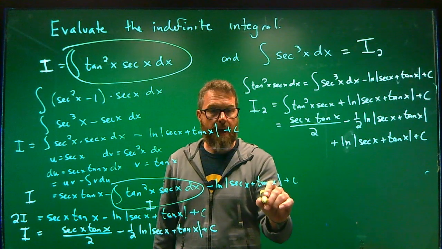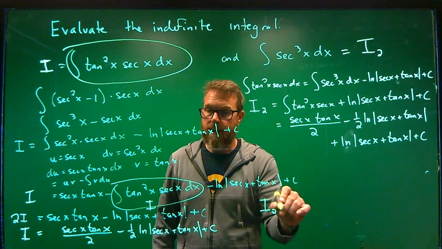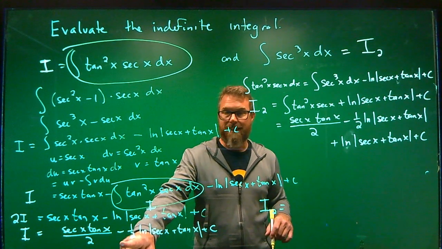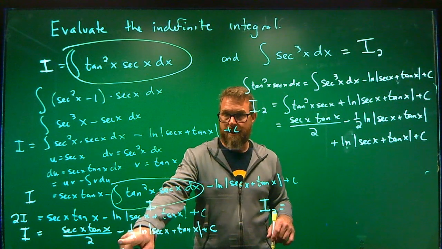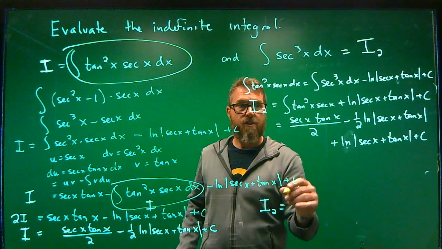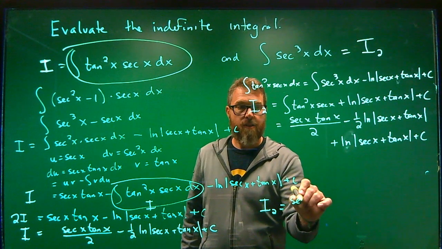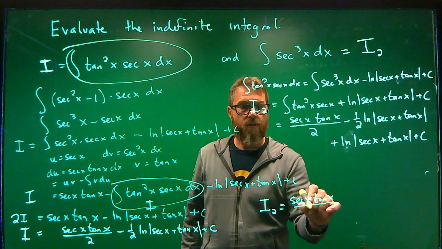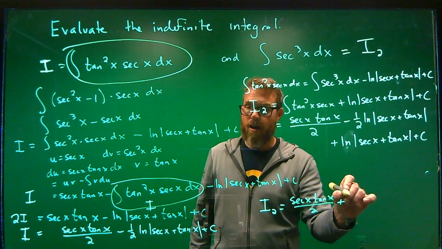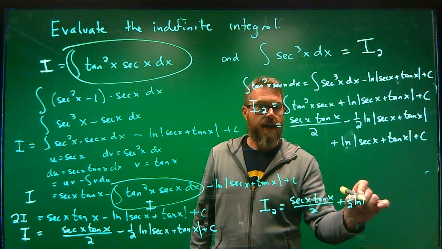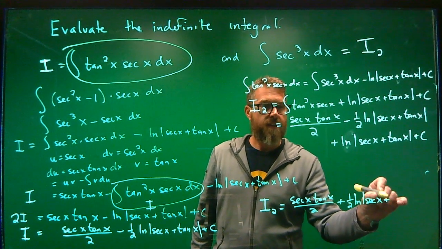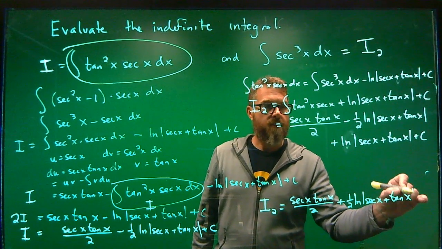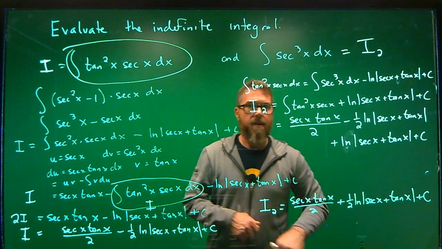So finally my I2 is going to be really almost exactly this thing, except instead of a minus, it's going to be a plus. So the integral of the secant cubed is going to be equal to the secant of x tangent of x divided by 2 plus 1/2 the natural log of the absolute value of the secant of x plus tangent of x, all plus c. So I hope you enjoyed that.